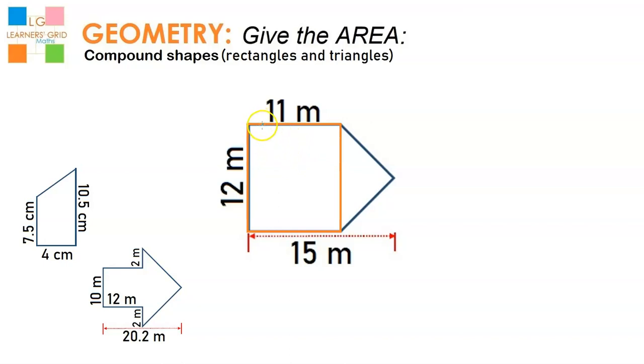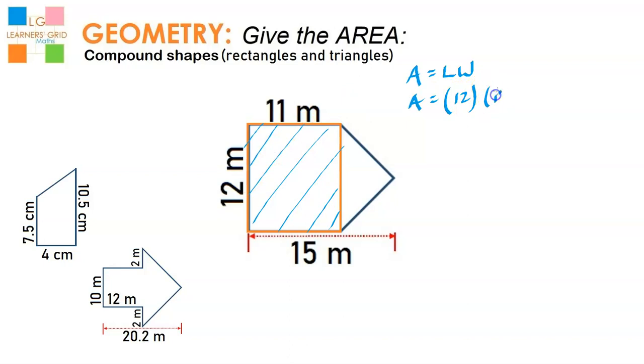So in this case, we want to find the area of this rectangle. Now, of course, let's think back. We know that the area of a rectangle is basically length times width, and in this case, it's going to be 12 multiplied by 11. And we know that 12 times 11 is 132, so we know that 132 is part of our answer.